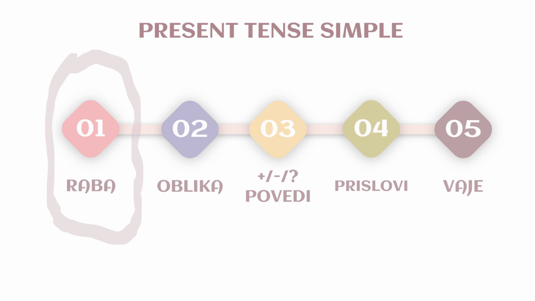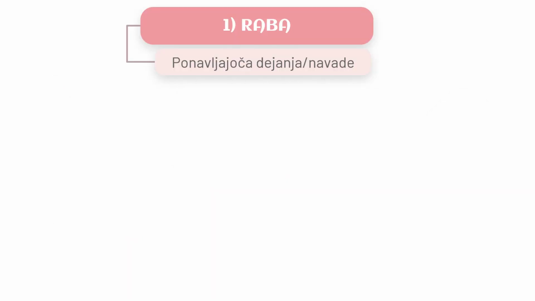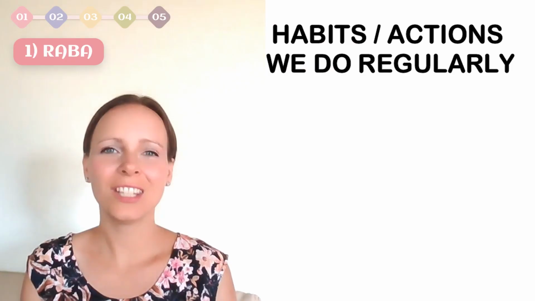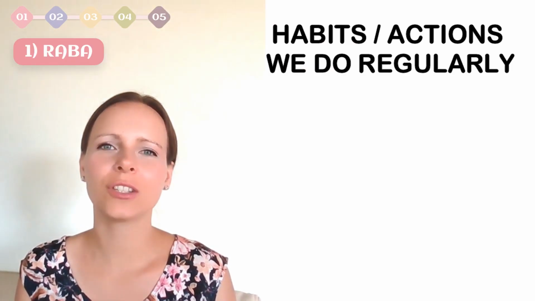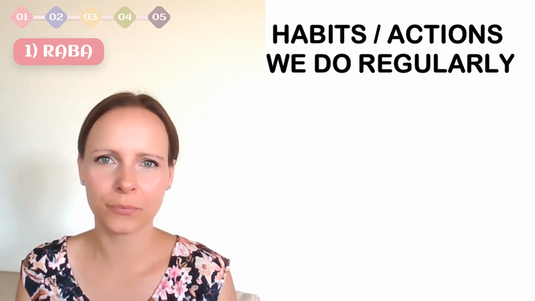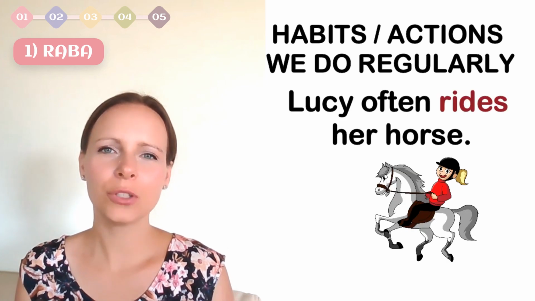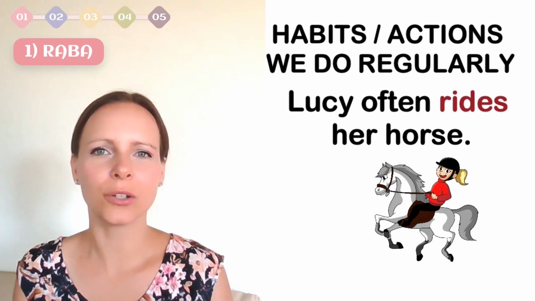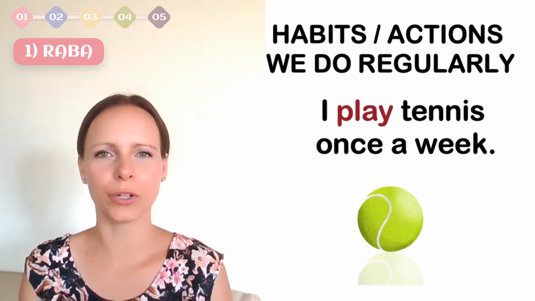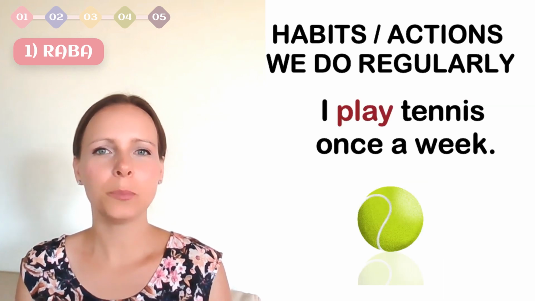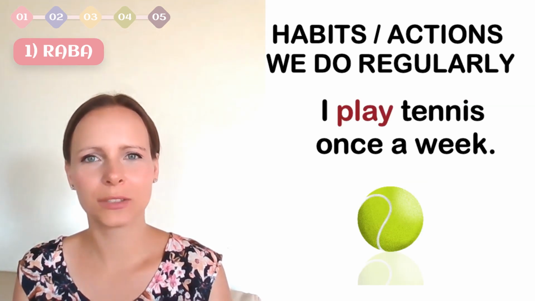Raba. Kdaj uporabljamo ta čas? Za ponavljajoča dejanja in navade. In English, habits or actions we do regularly. For example, Lucy often rides her horse. Or, I play tennis once a week.